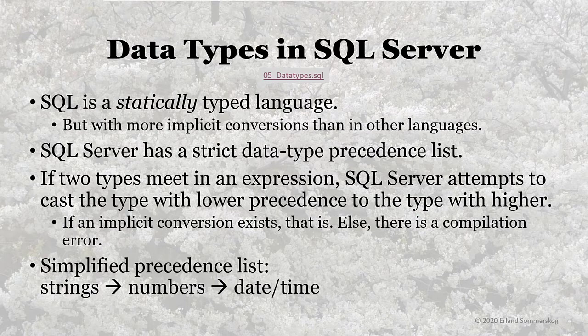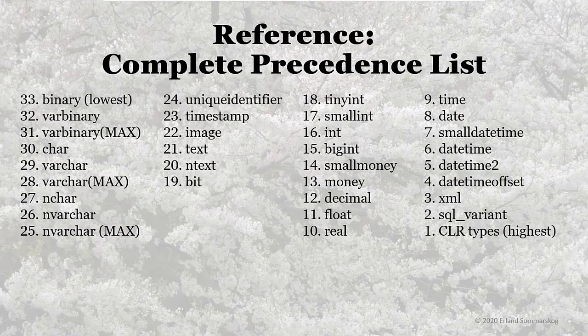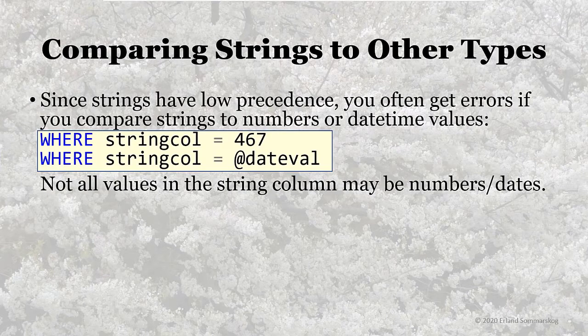So strings are always lowest, then numbers, then date and time. And that's sort of all you need to know. But if you're curious, I have the full precedence list here for your reference in the deck. I'm not going to talk about it. I like to also call this out when we are comparing strings.